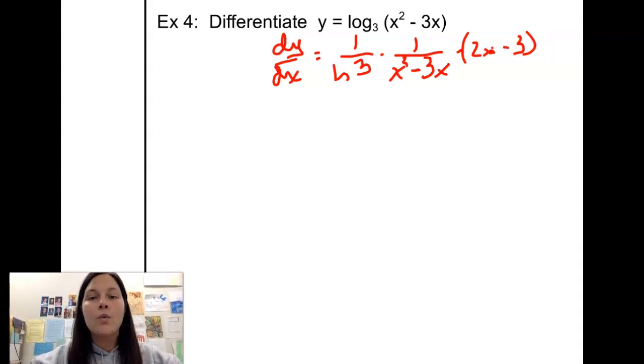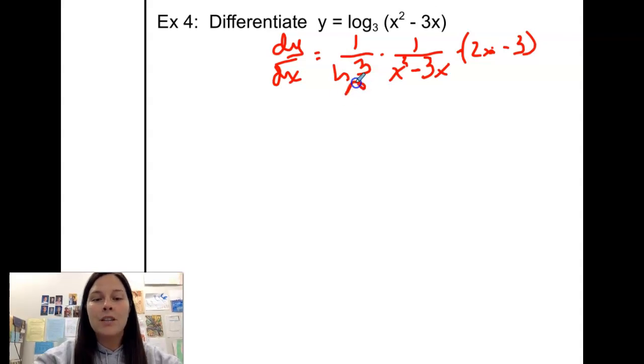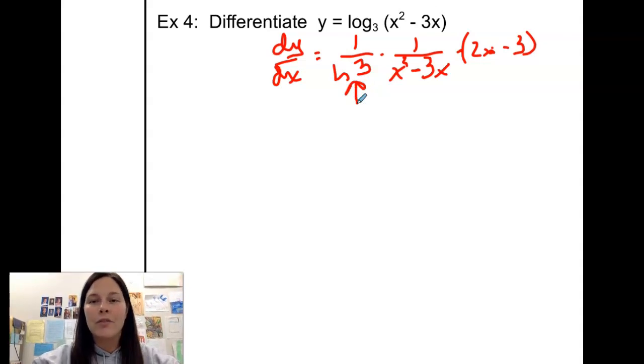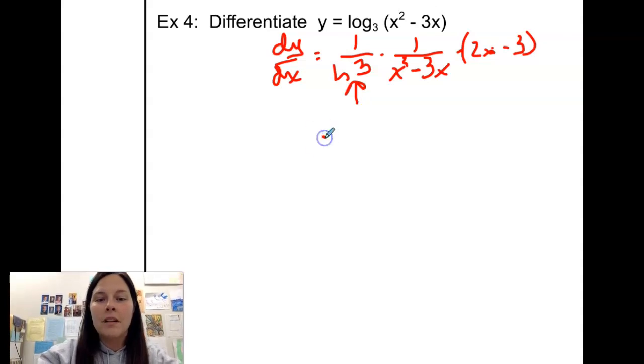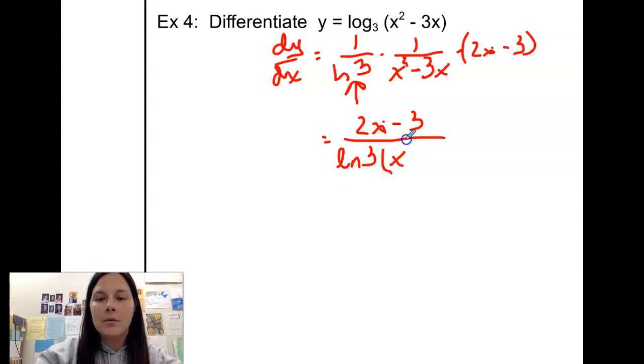So notice the only difference between the derivative of this log and the derivative of natural log is this extra piece right here, that 1 over natural log of the base. Everything else is the same as the derivative of the natural log. All right, cleaning this up a little bit, we've got 2x minus 3 in the numerator, all over that natural log of 3 times x squared minus 3x.